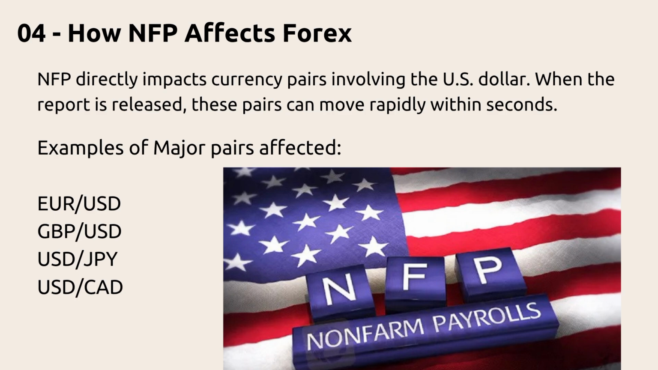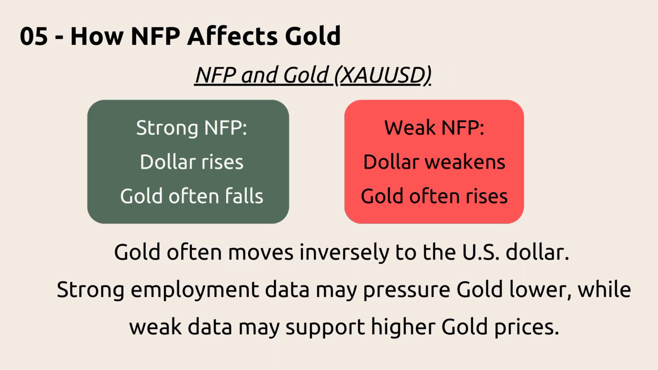How does NFP affect gold, which is the next thing I'm going to be talking about? Because now most traders love trading gold, right? But then they don't know how to trade gold. Now, most of the time, gold and dollar move in what we call inverse directions. What do we mean by inverse direction? Anytime the value of gold is trying to rise, you are expecting the value of dollar to drop. Anytime the value of dollar is trying to rise, you are expecting the value of gold to drop. If you understand that, you know how to trade gold.